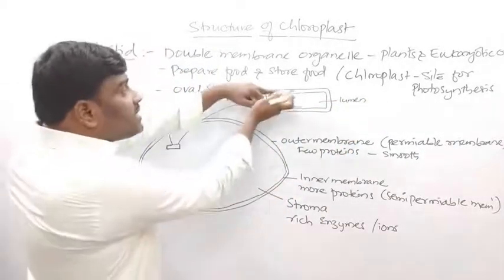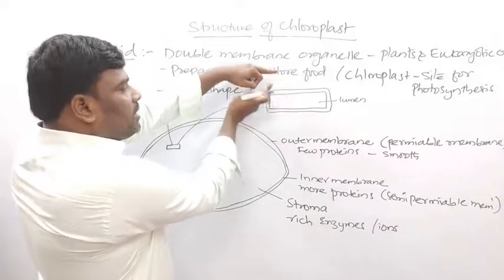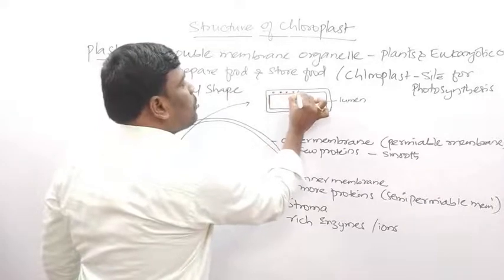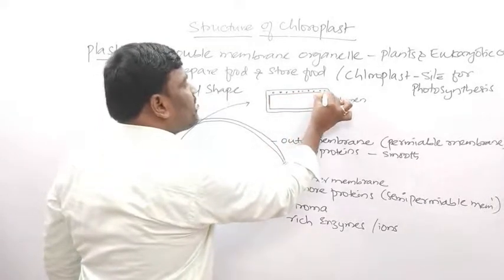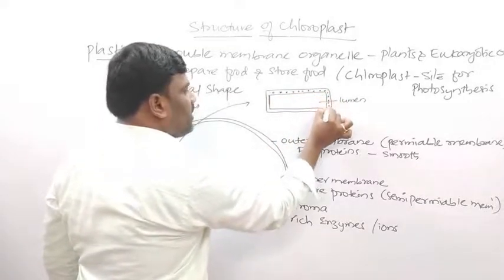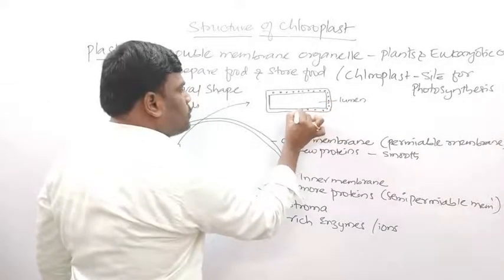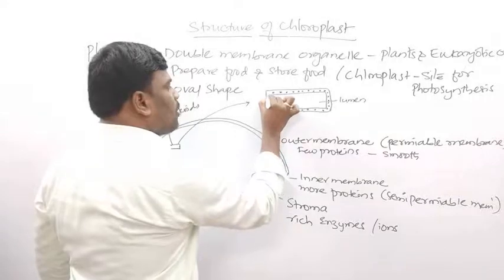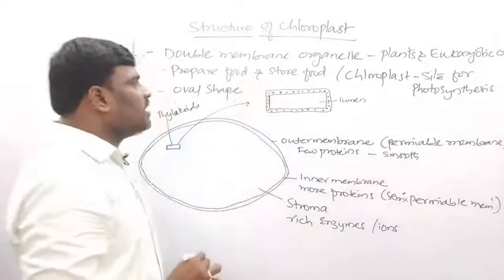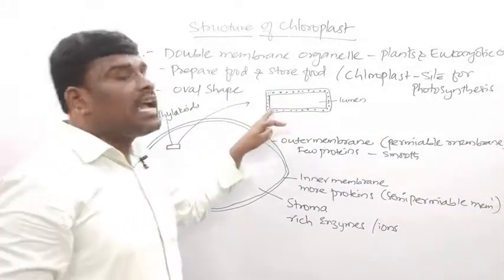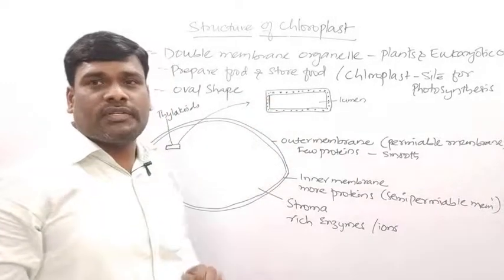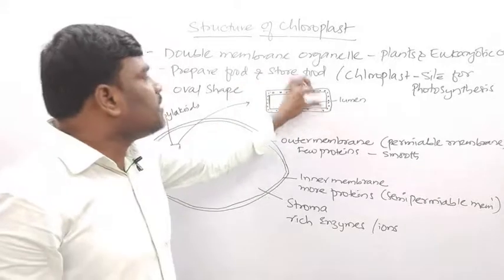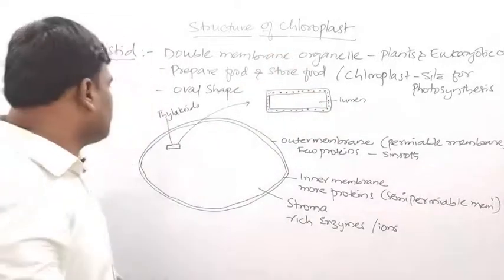In between the inner as well as the outer membrane, children, there are a number of chlorophyll pigments present here in the membrane. Got it? So that means, children, chlorophyll pigments are not present in the lumen, they are present in the thylakoid membranes. Isn't it, children? So chlorophyll pigments are seen in the membranes of thylakoids, right?